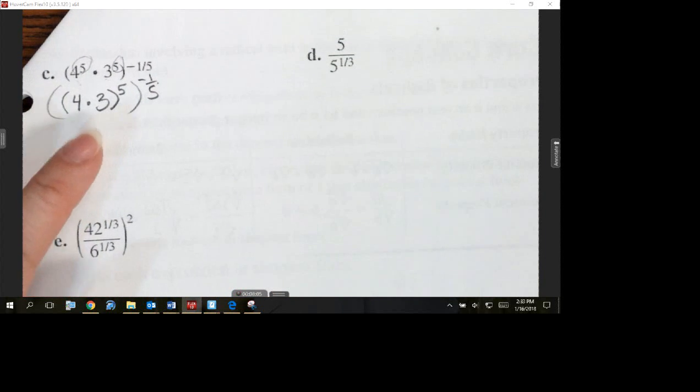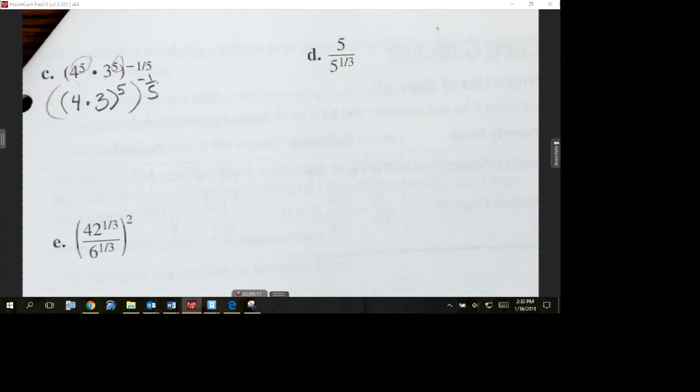I'm going to rewrite it as 4 times 3, quantity to the 5th. Do you see how I'm allowed to do that? Because if I had 4 times 3 to the 5th, that would mean 4 to the 5th times 3 to the 5th. So what I did is I basically just pulled out that exponent. Why would I want to do that? Why do you think I did that?